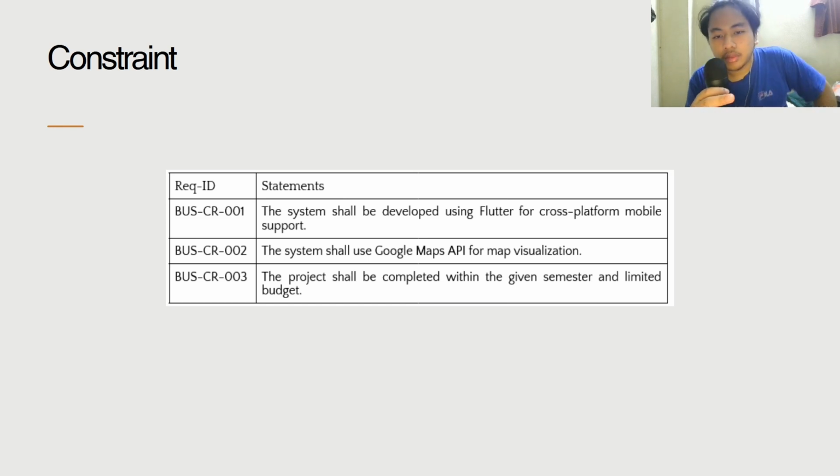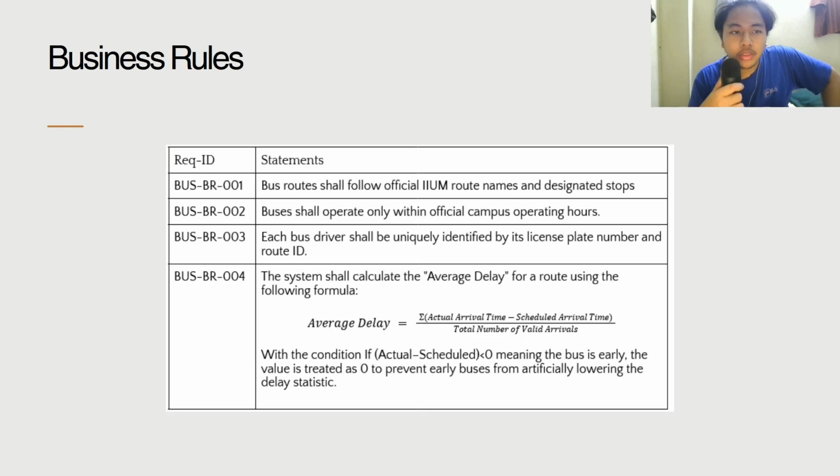So the system needs to use Flutter and Google Maps API. The last one is the rules that need to be obeyed, which first is official road names, and the operating hours need to be based on official ones, and the bus driver must be uniquely identified, and this is the formula to be used to calculate the statistic of the average delay. So I think that's all for requirement statement.